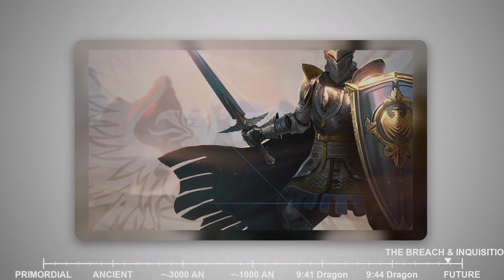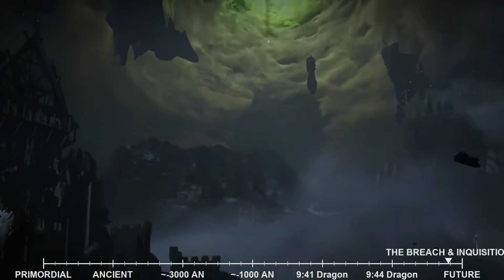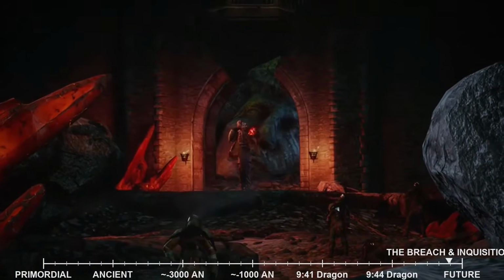As the pieces of Corypheus's grand design fell into place, the Inquisitor, through a combination of ancient texts, captured agents, and the insights of their companions, learned of Corypheus's ultimate terrifying plan.